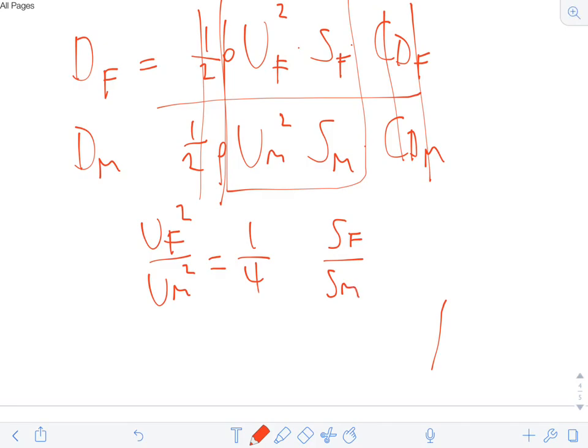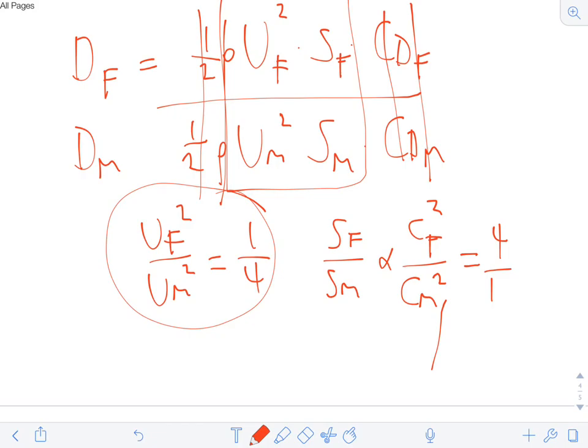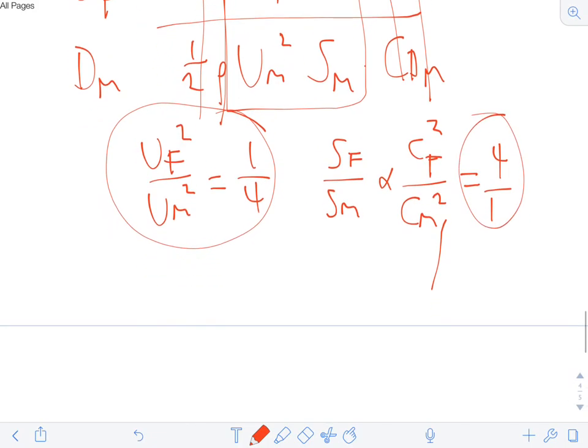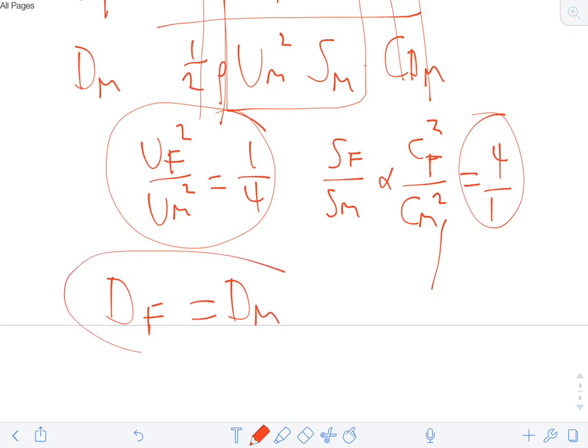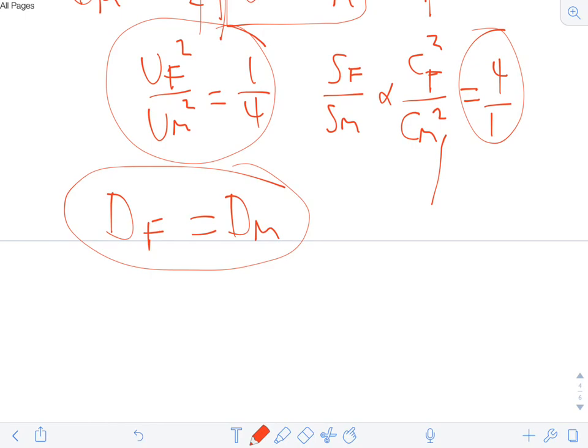SF over SM goes as C, the quarter of the full scale squared over the quarter of the model scale squared, which goes as 4:1. So we have a 1:4 because of the dynamic pressure ratio, but we have a 4:1 because of the area ratio, the planform area ratio. So for this case, the drag of the full scale is equal to the drag of the model. Obtain this dynamic similarity.